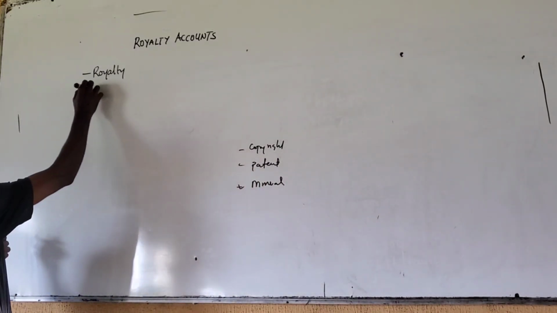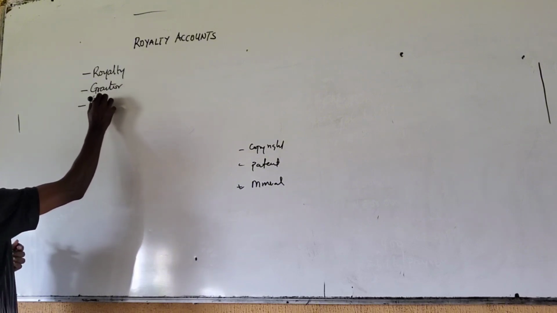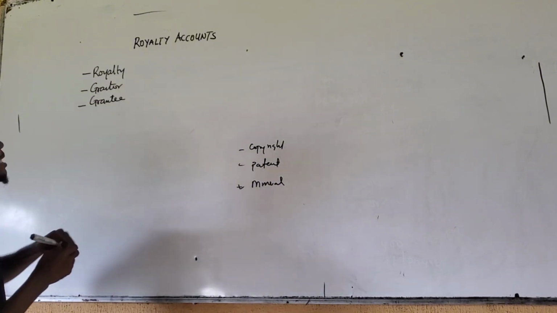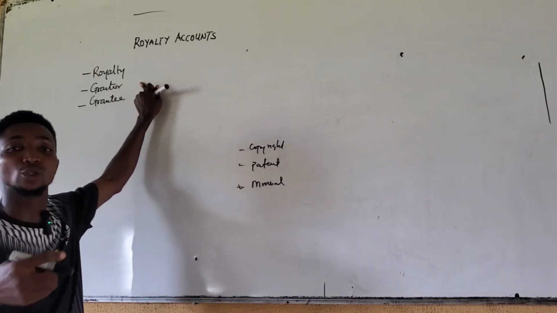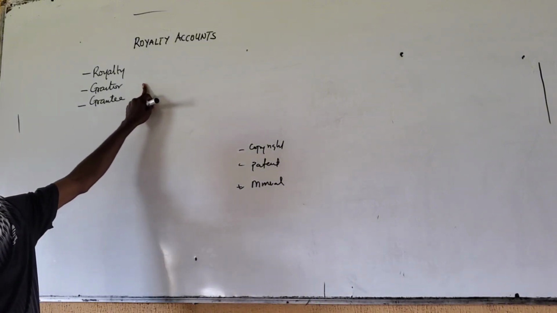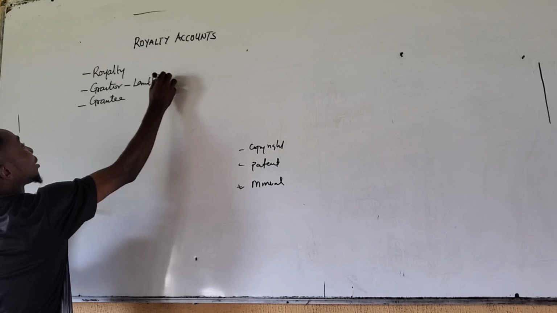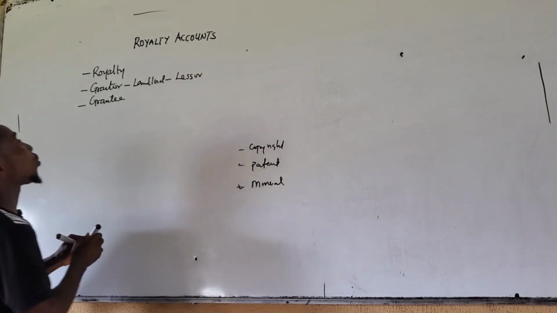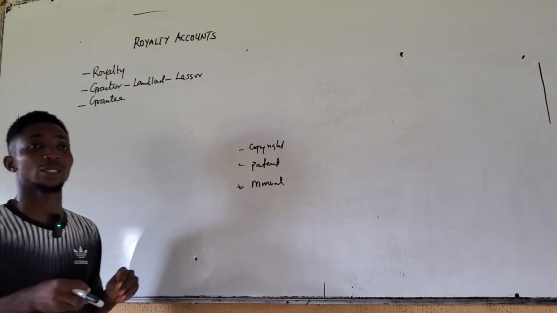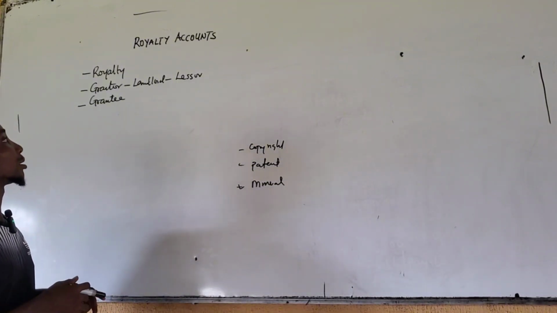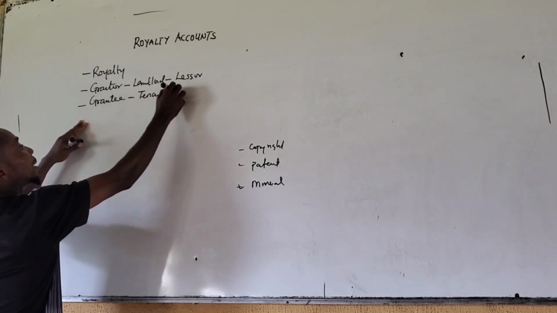So we have two parties to a royalty transactional agreement. We have the grantor and the grantee. The grantor is the person who allows another person to use his legal right for a consideration. So the grantor can also be called landlord or lessor, while the grantee is the person who enjoys the right of the owner. So we call the grantee tenant or lessee.